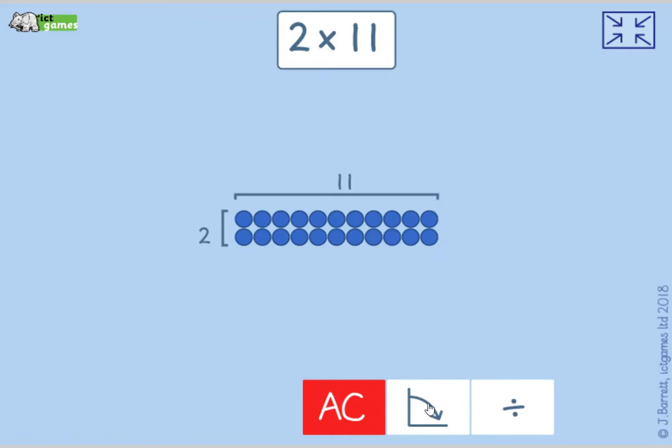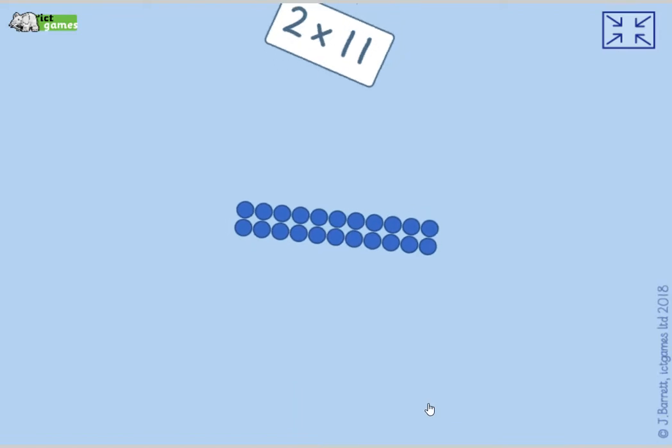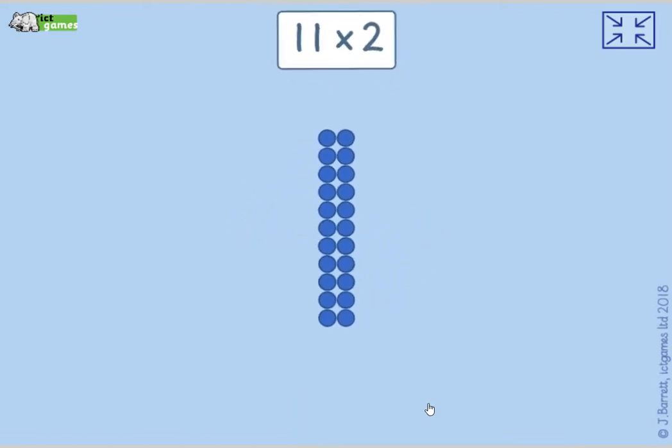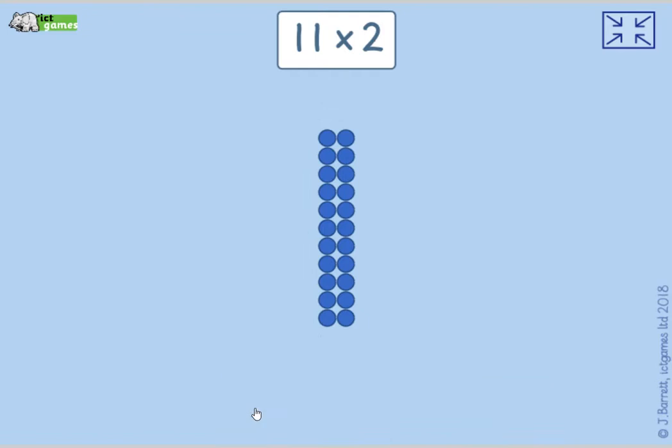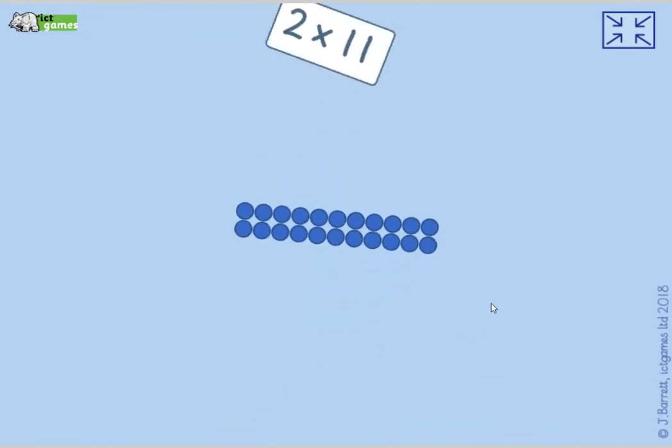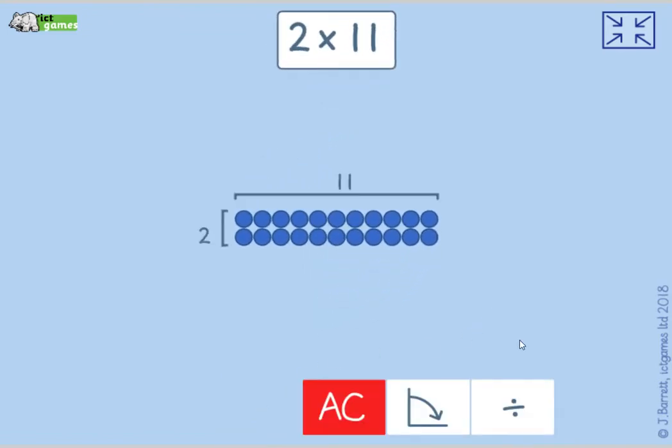2 times 11 is 22, but also 11 times 2 is 22. So I know that's going to be 11, so I'm going to start from here. 11, 12, 13, 14, 15, 16, 17, 18, 19, 20, 21, 22. So 11 times 2 is 22 as well. Super job.